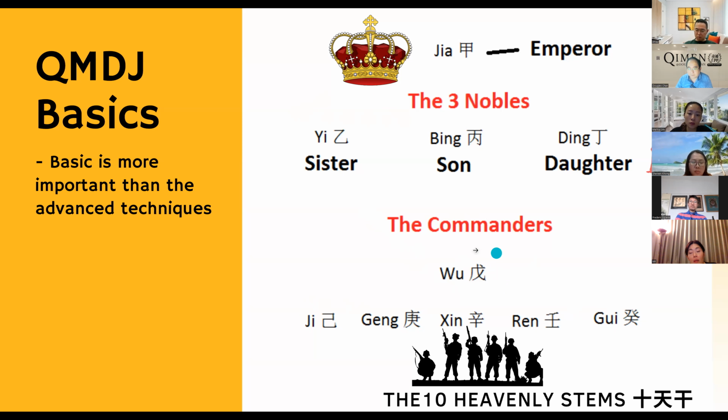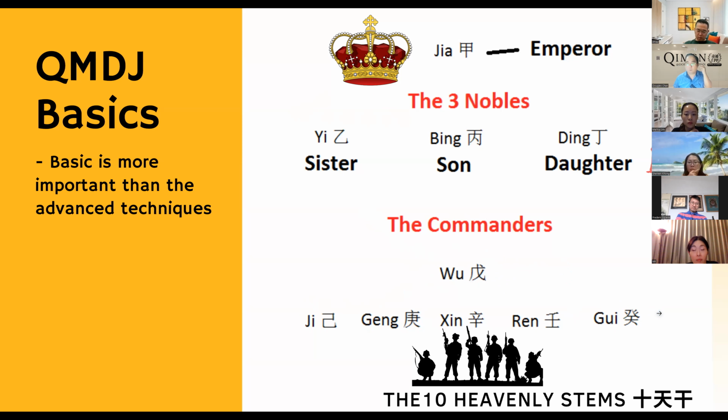In terms of the commanders, the generals, Wu is the leader. Then here is second, third, fourth, fifth, sixth. That means Kui is the lowest in terms of rank. Why do we need to know that?